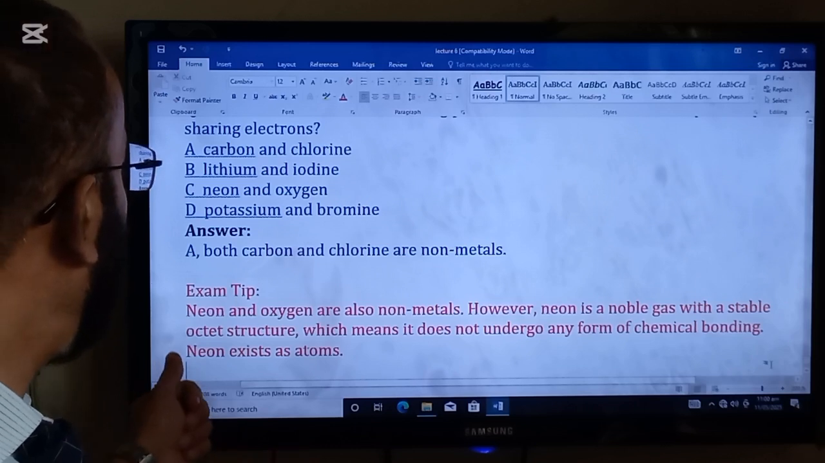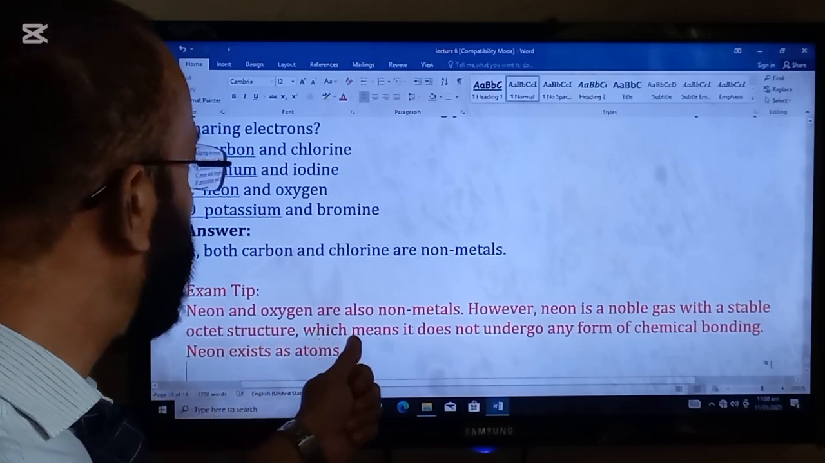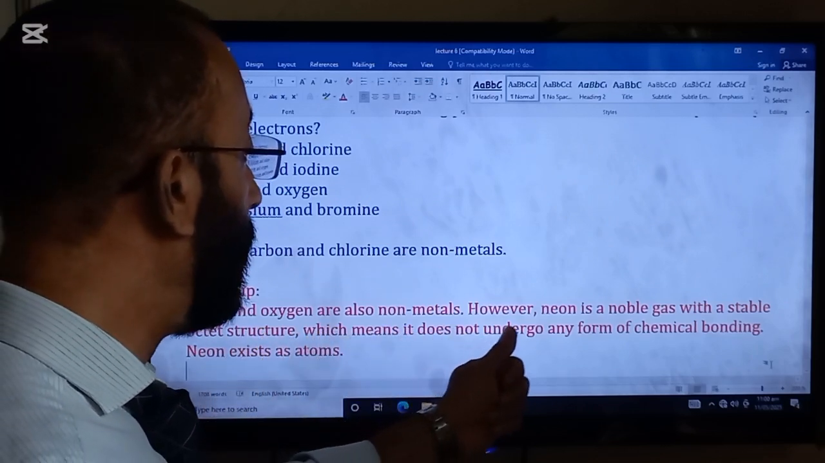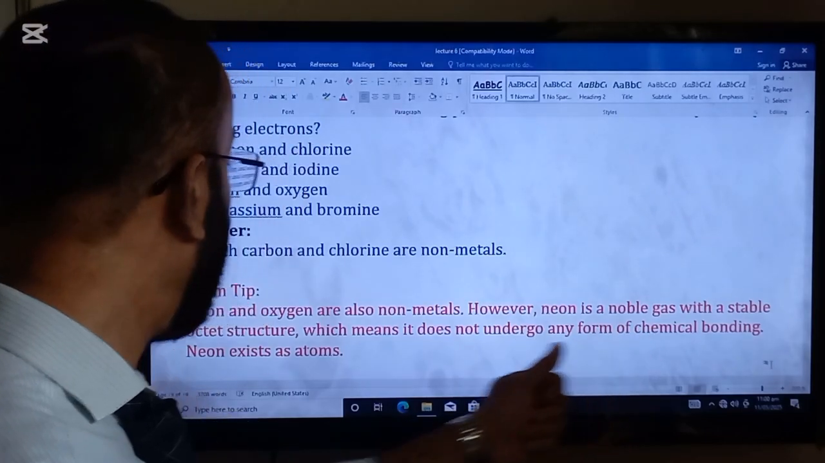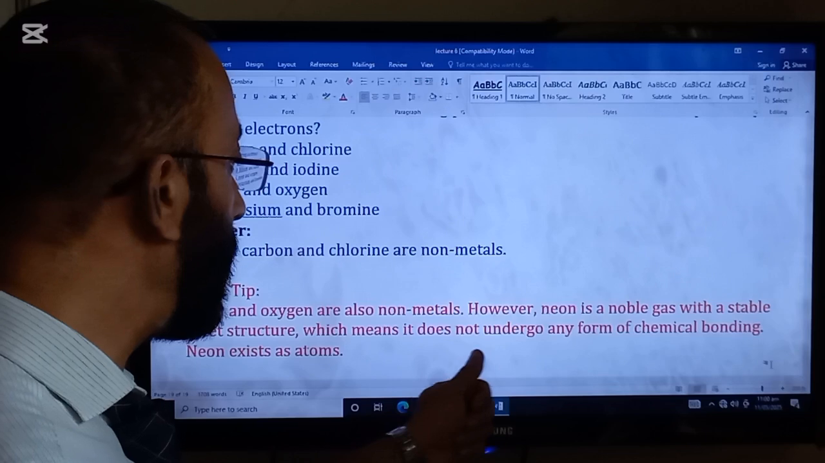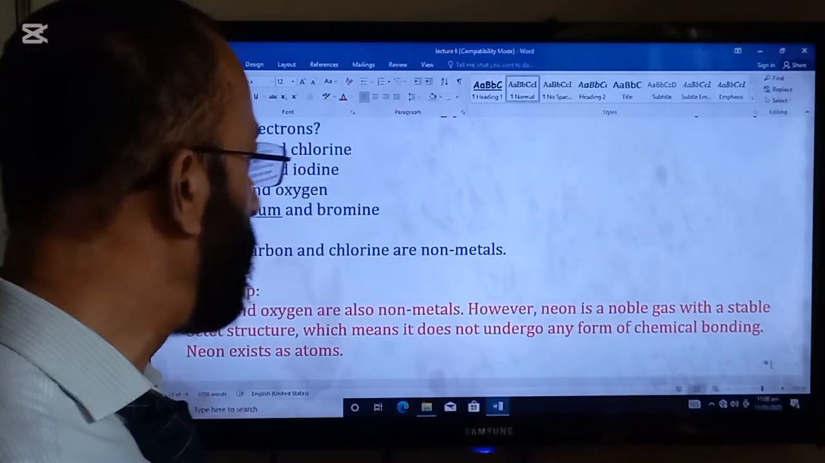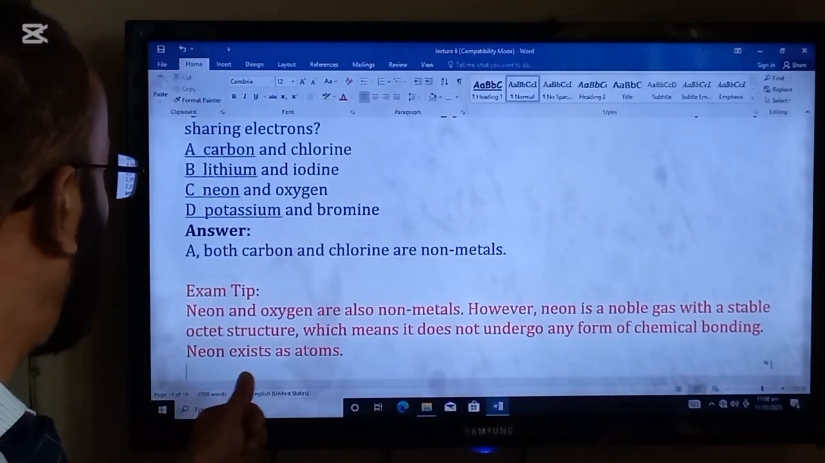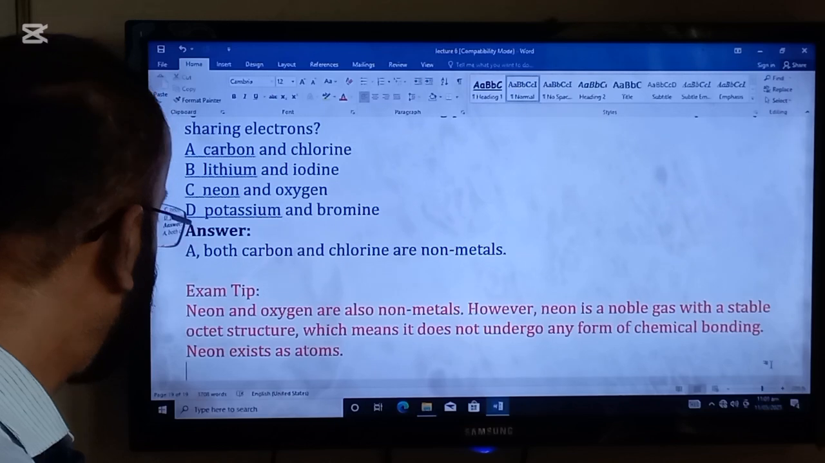Exam tip is neon and oxygen are also non-metals. However, neon is a noble gas with a stable octet structure, which means it does not undergo any form of chemical bonding. Neon exists as atoms.